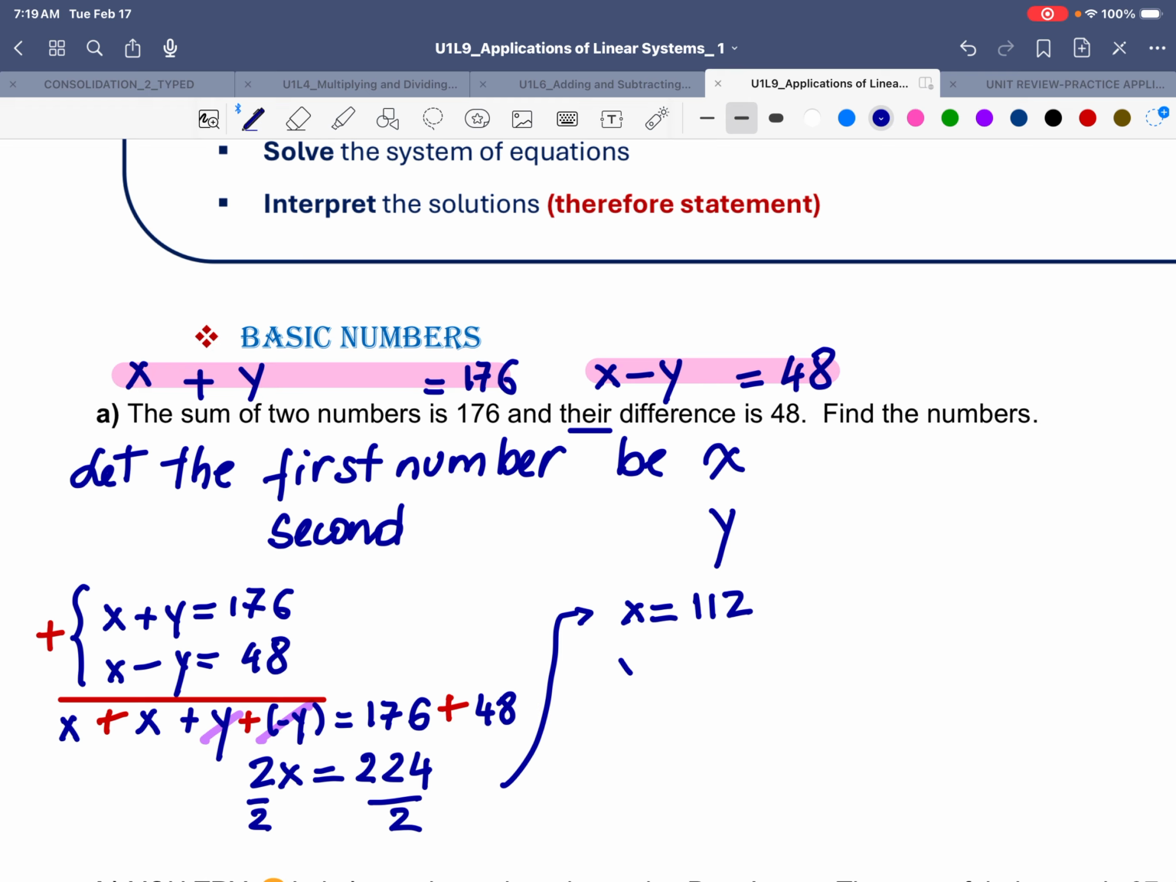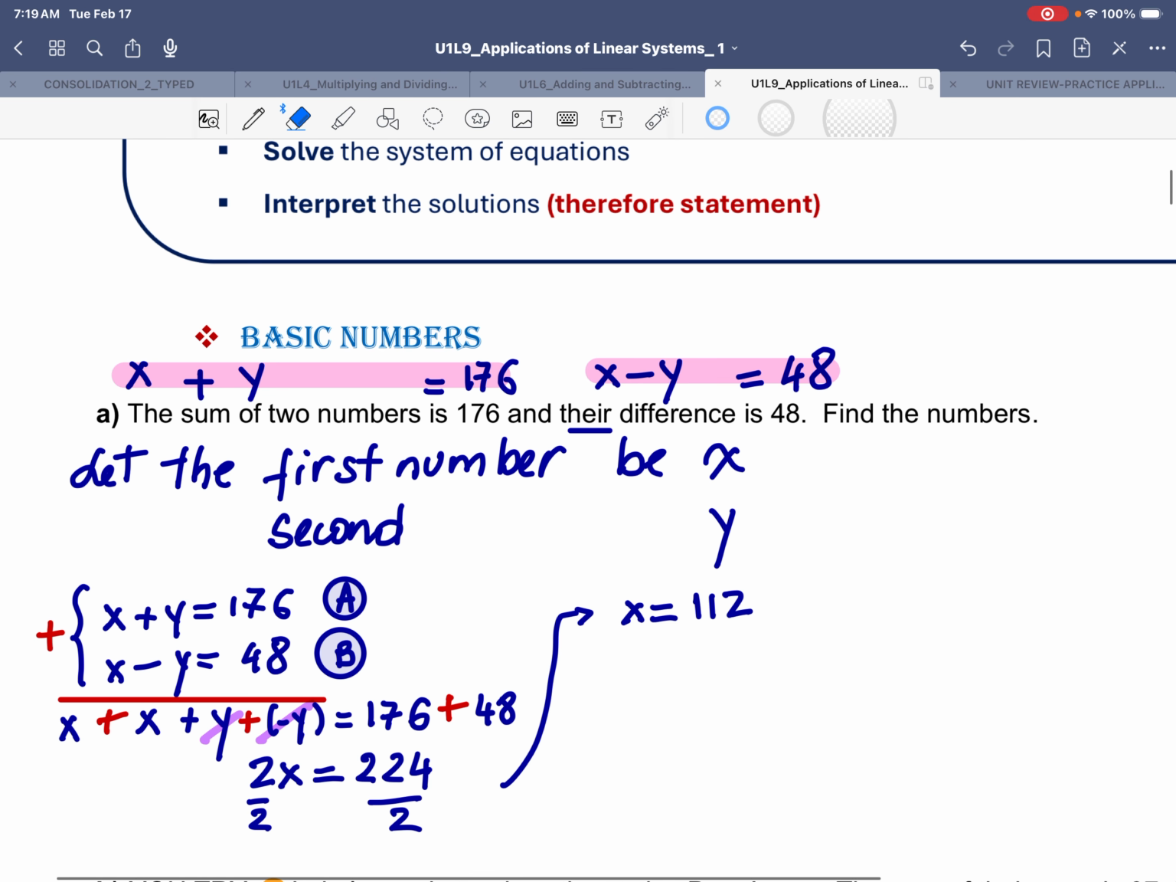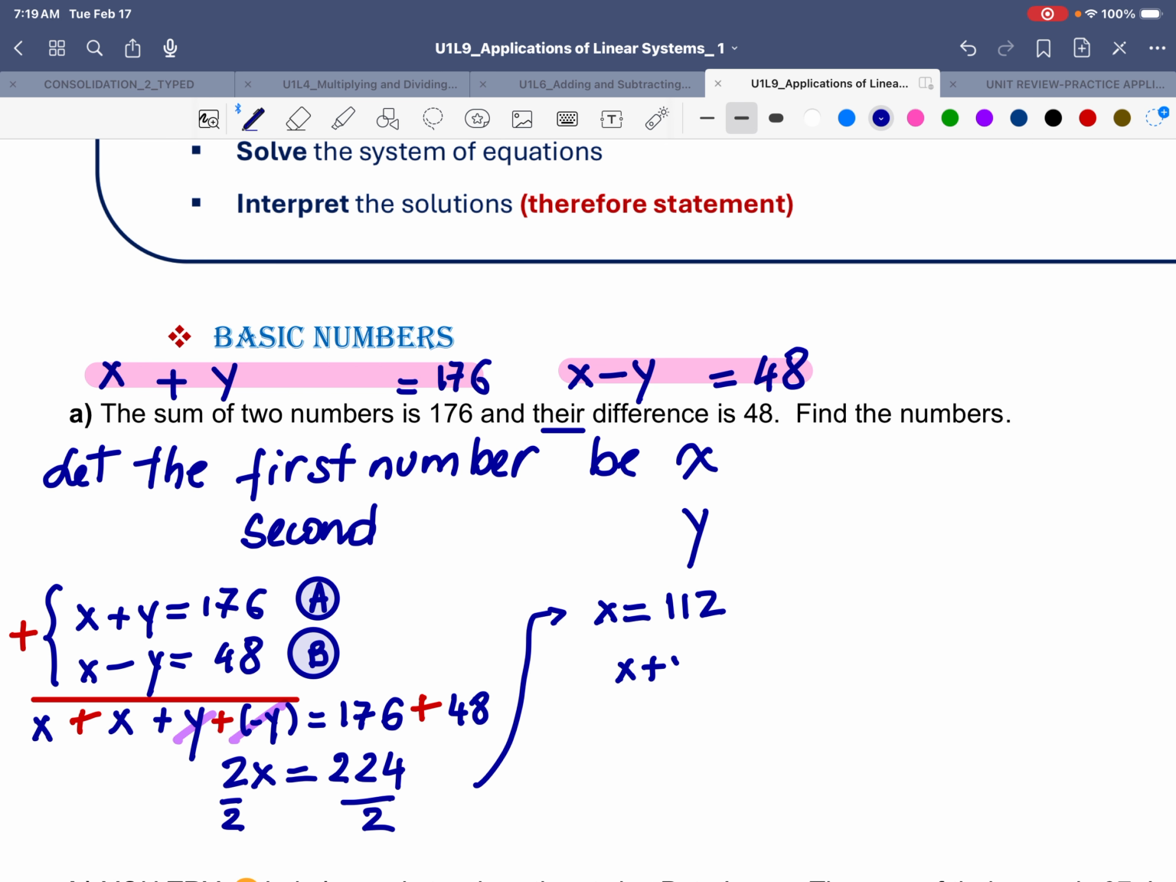So once you find x, then you can determine y. You can use either the first or the second equation to find the variable y, and I'm going to use the first equation, equation A in this case, so hopefully I won't have a lot of work to do there.